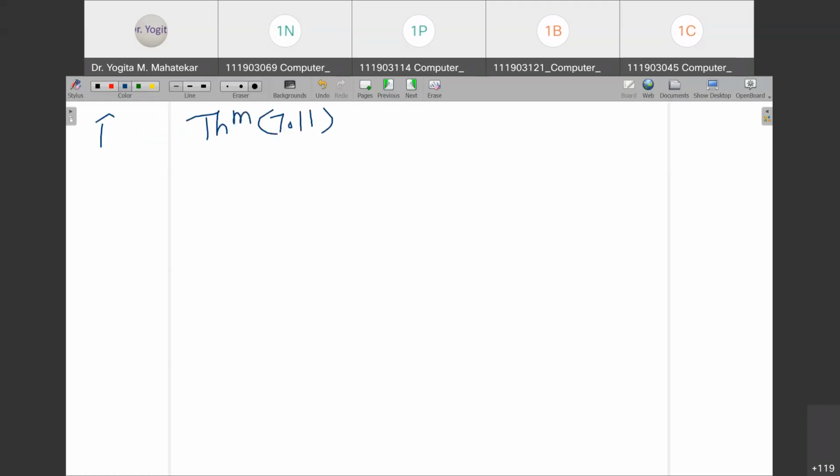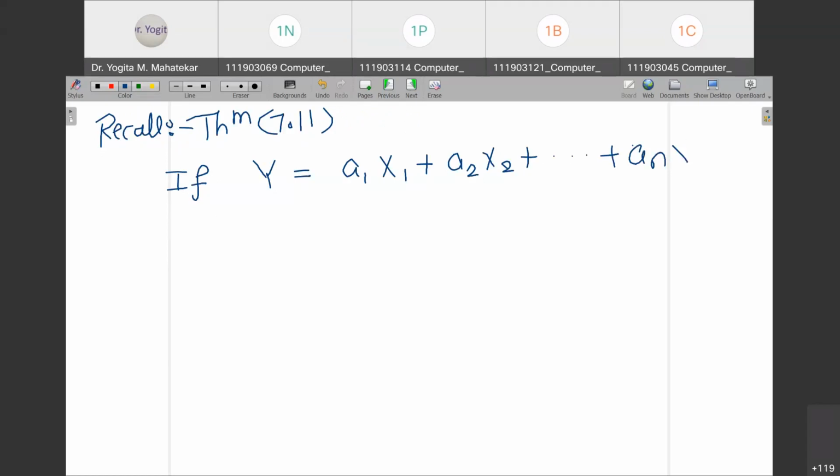It's a very simple theorem, and it says that if capital Y is a random variable which is a linear combination of n random variables, with a1, a2 constants. I hope you know what is meant by linear combination. I'm taking a linear combination of n random variables, x1, x2, xn are random variables, a1, a2, an are constants, and Y is the combination of all those random variables. So Y is actually a new random variable. Then what can you say about the mean of Y? It will have some distribution, no?